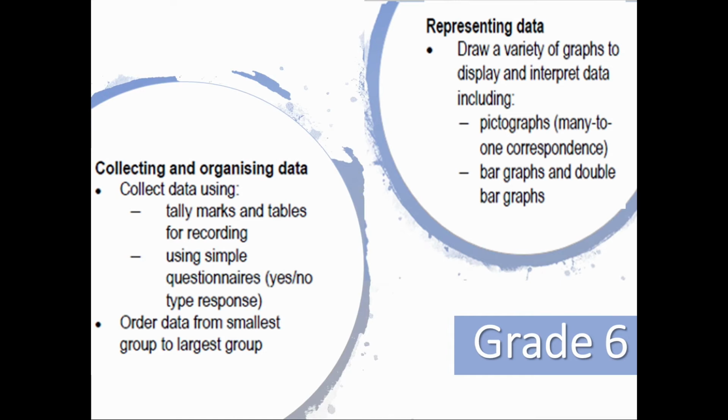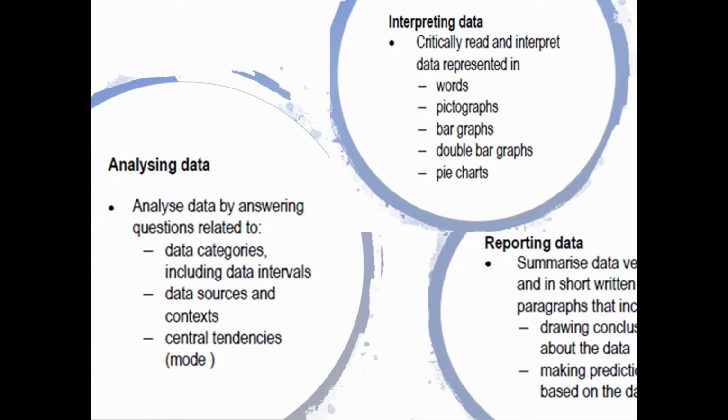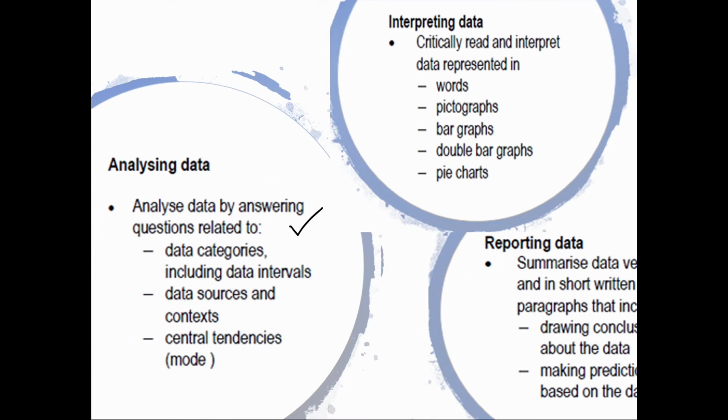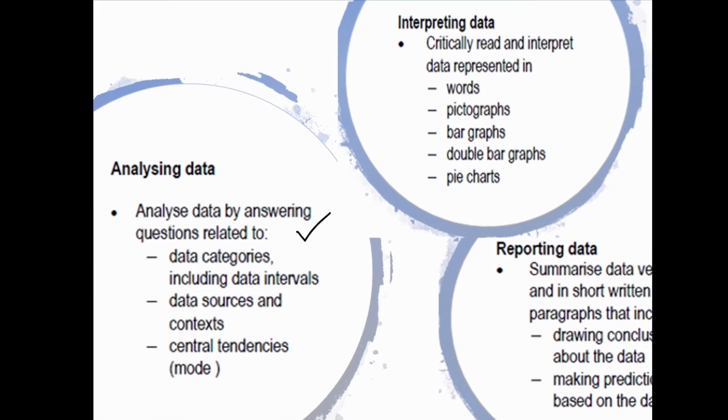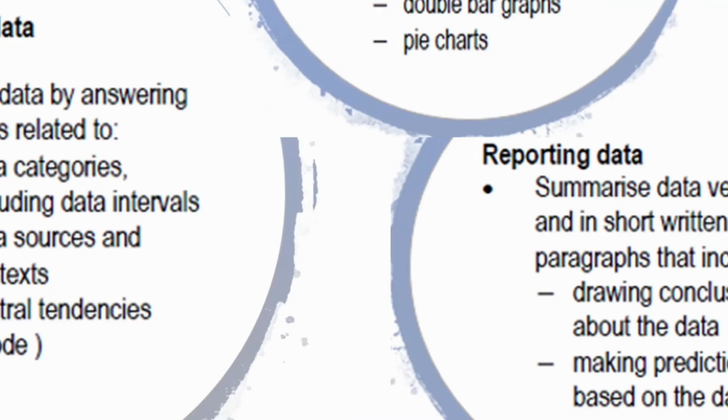Adding to the tallying of marks and use of tables for recording, the Grade 6s will also make use of simple questionnaires and arrange data from the smallest group to the largest group. Grade 6s will also draw double bar graphs in addition to the other graphs done in Grade 5. They must also be able to answer questions related to data sources and contexts and central tendencies. They must be able to examine ungrouped numerical data to determine the mode and the median.